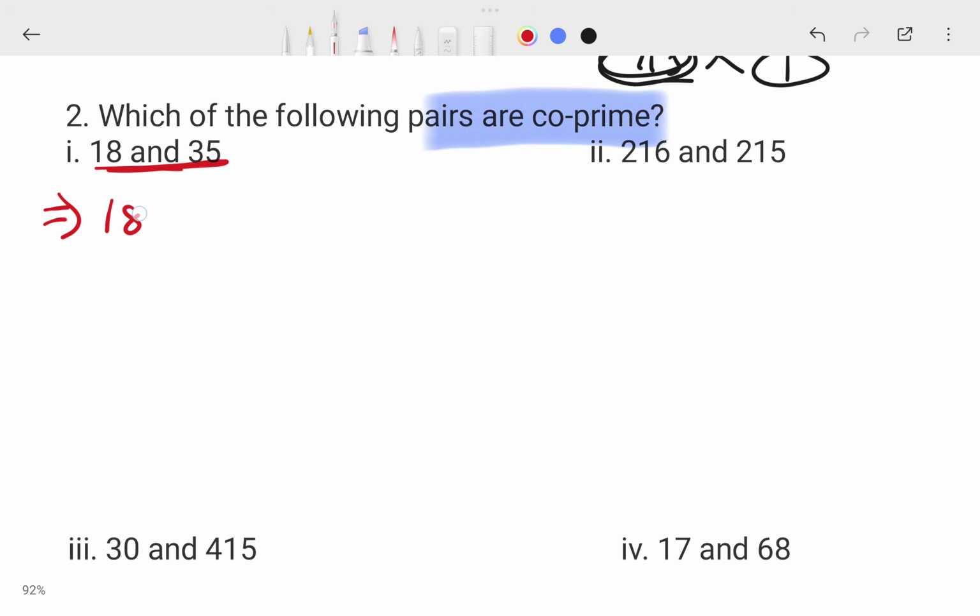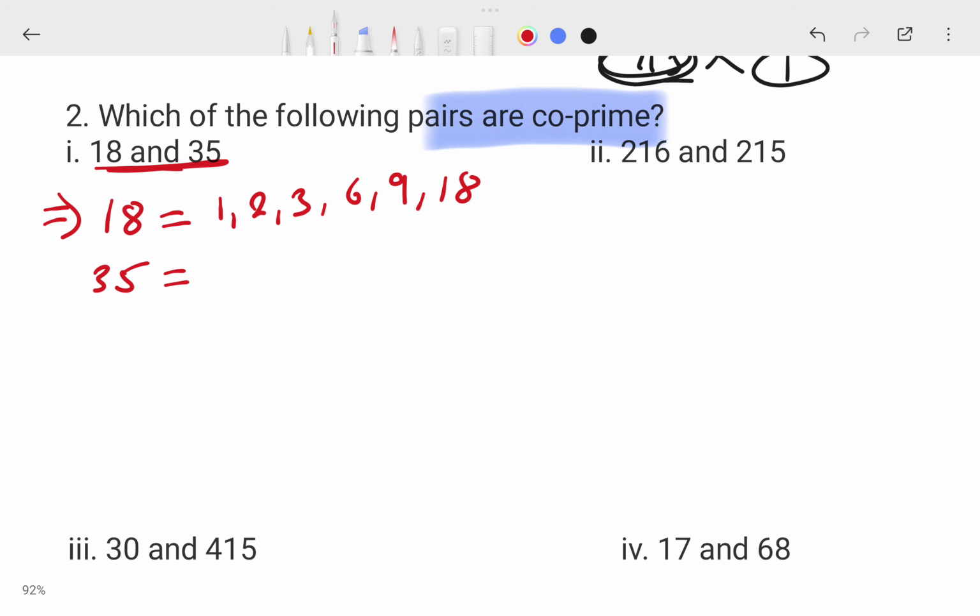So we have 18 and 35. Let's write the factors of 18 and 35. If you write the factors of 18, it is 1, 2, 3, 6, 9 and 18. This is the factors of 18.